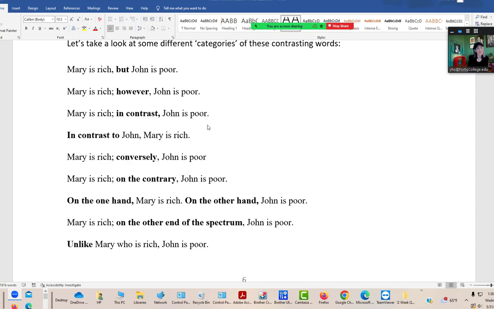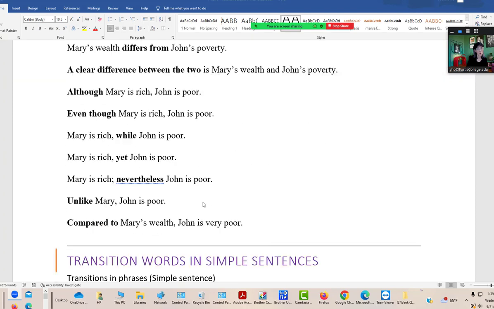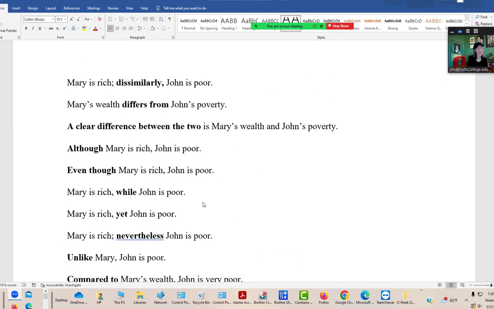So there are many different ways in which you can say but. And interestingly, there are more ways to say but than there are to say and. Mary is rich. Dissimilarly, John is poor. Mary's wealth differs from John's poverty. A clear difference between the two is Mary's wealth and John's poverty.